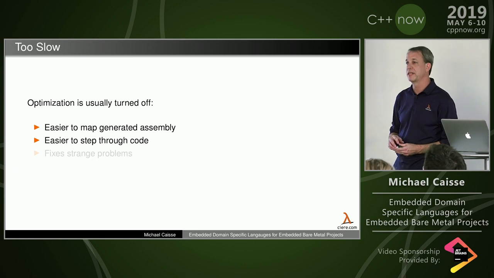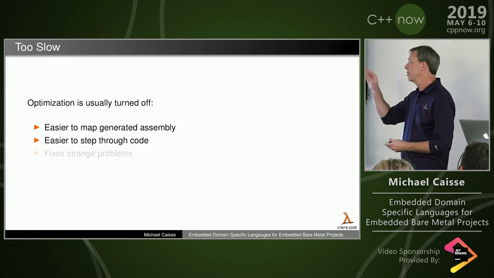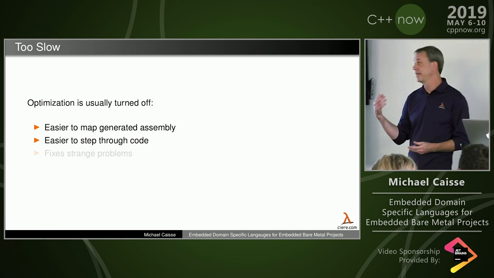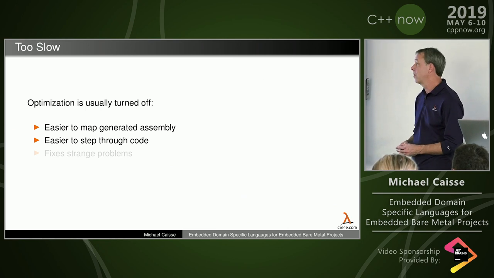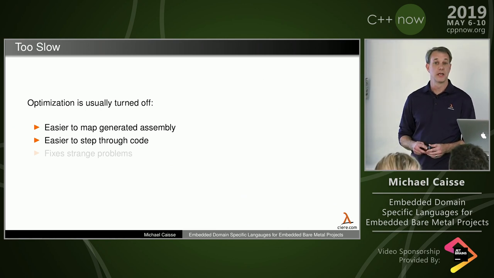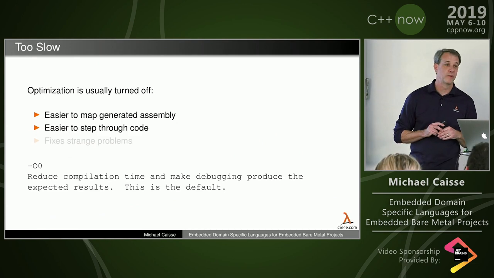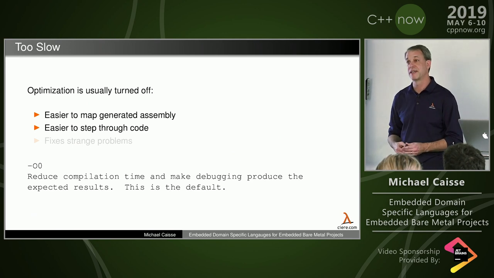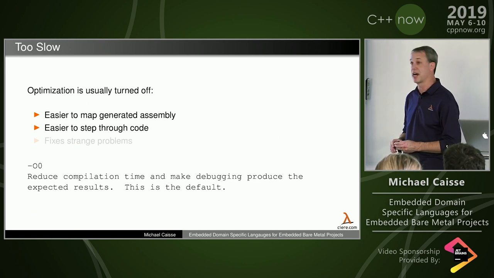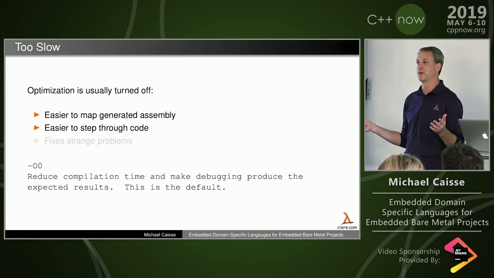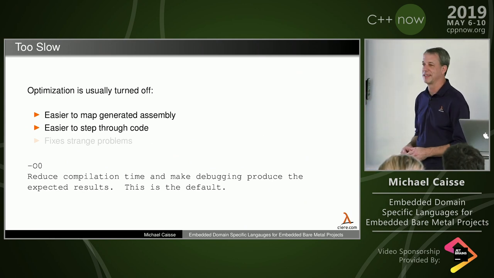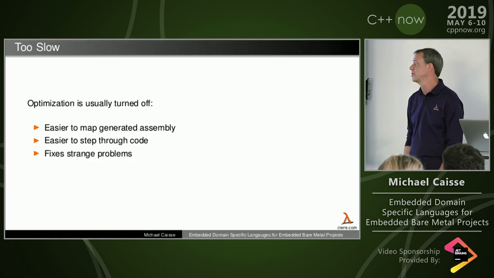Typically, in the embedded world, what we end up seeing are a variety of different things. The first two: optimizations are turned off. The reason is because it maps more easily to the generated assembly, or it's easier to step through your code. As a result, this O0 will be the common setting you'll see inside of a large number of embedded type projects, because the manual says for O0: reduce compilation time and make debugging produce the expected results. I mean, who doesn't want debugging to produce expected results, right? So you can kind of see why you want O0. It's the default, and that's what you'll find on most.